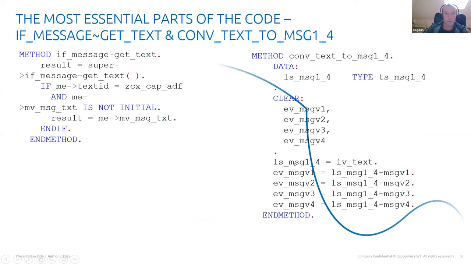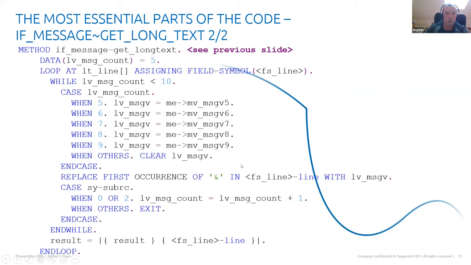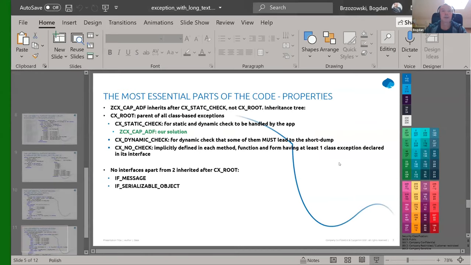Eventually, here you can see the implementation of the get text method. That's something which returns the basic part of the message without the long text. And we will also see this get long text implementation here, which is something that I also presented a moment ago using the debugger. Again, that should be helpful for your own implementation. So this is everything which I have prepared for this session.